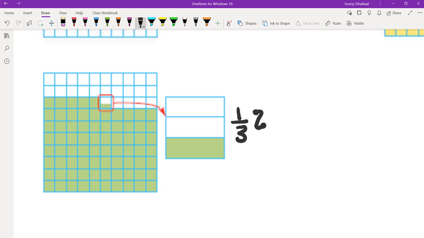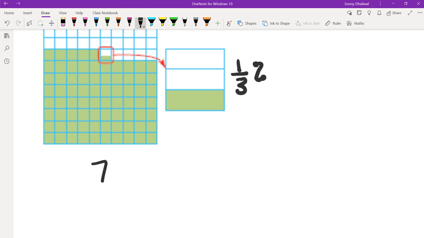So here, how many do we have shaded in fully? 75, right? 10, 20, 30, 40, 50, 60, 70, 75. Not a half, a third. So this would be 75 and a third percent.